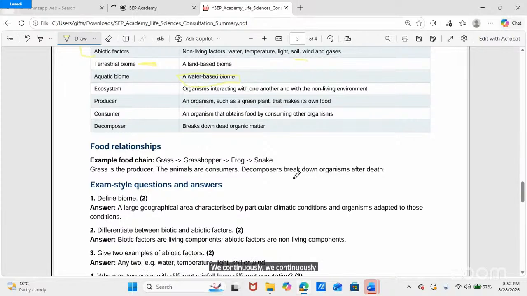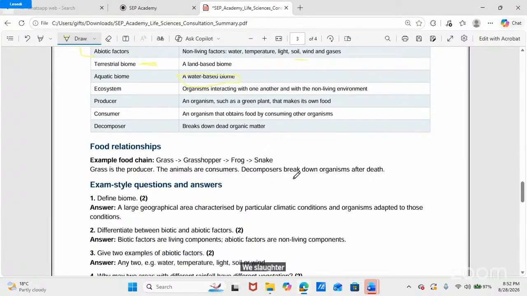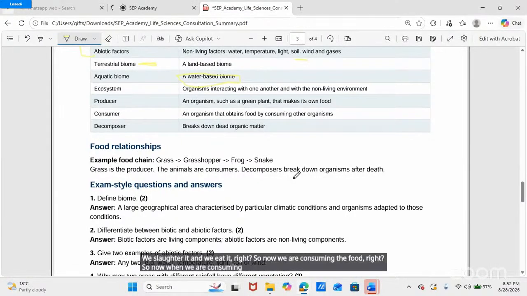We continuously feed the pigs with the mangoes, and the pigs now have the energy they received from the mangoes. Then we come along, slaughter the pig and eat it, right? So now we are consuming the food. When we consume that energy, it mainly came from the mango tree, and the mango tree got its energy from the sun through photosynthesis. So it's just what you see here.